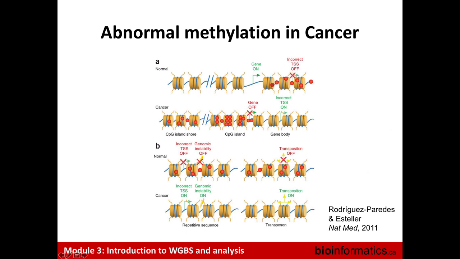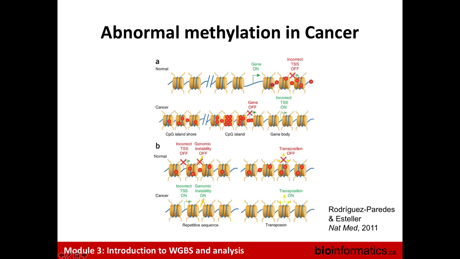So at the top you have what's happening around genes. You see that in a normal state, you expect low methylation in the promoter, expression, and then methylation in the gene body that actually is preventing abnormal start sites. So this is what you expect in the normal state in genes that are meant to be expressed.